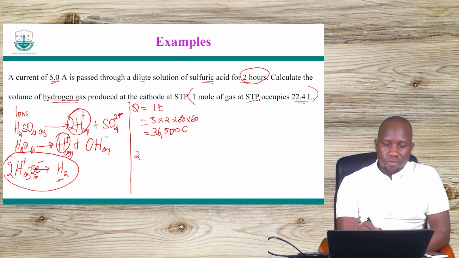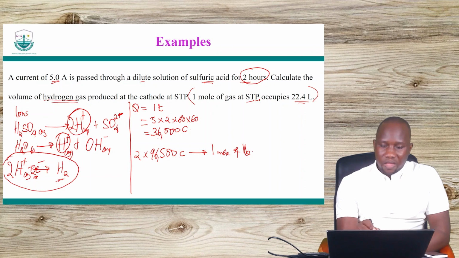So 2 times 96,500. Remember where this comes from? Don't forget this. 1 mole of electrons has this charge. But here we have 2 moles of electrons. That's why I'm multiplying it with 2. So this amount of charge is giving us 1 mole of hydrogen gas.